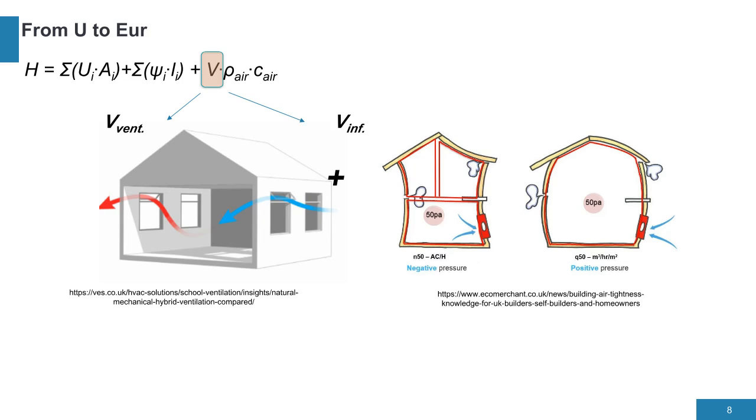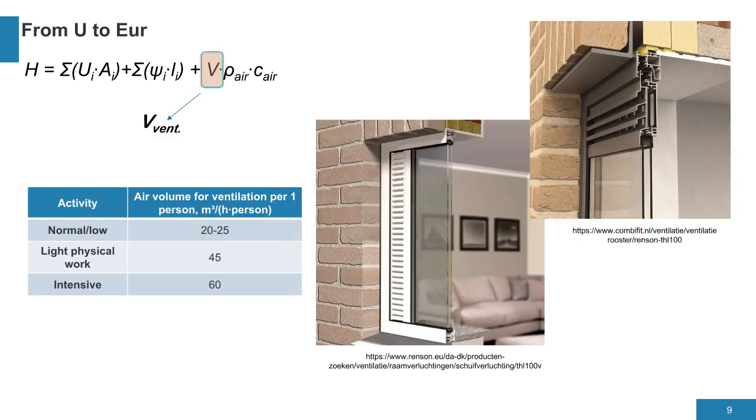In most cases, this volume consists of air supplied to the building for natural ventilation purposes, as well as cold air infiltrating the building through micro-leaks. The amount of air necessary for ventilation is defined in hygienic norms and varies slightly between countries. Average values also fluctuate depending on the purpose of the building, but generally it can be assumed that for buildings where normal or low physical activity takes place, 20 to 25 cubic meters per hour of fresh air per person is required. For light physical work, 45 cubic meters per hour per person, and for intensive physical activity, 60 cubic meters per hour per person.